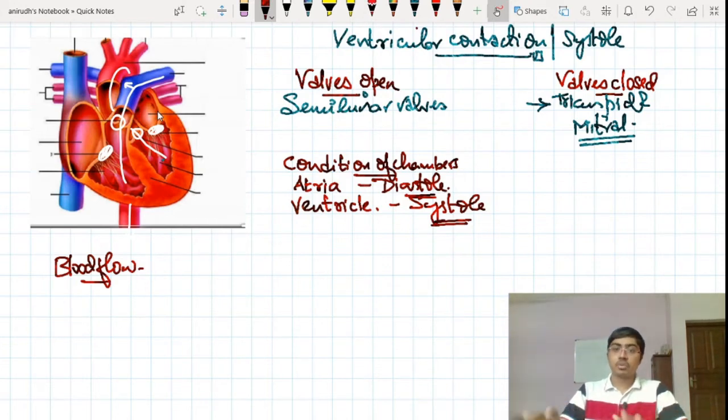And once both of them are relaxed, there is a phase called joint diastole. When both of them are relaxed, then the atria starts contracting, then ventricle starts contracting, atria relaxes, then all of them are relaxed for a phase. This is what is happening in a cardiac cycle.